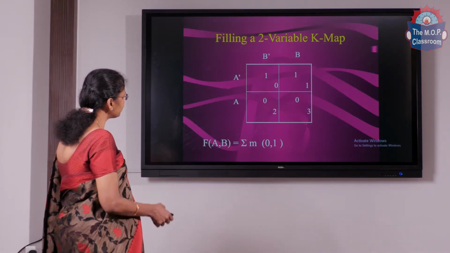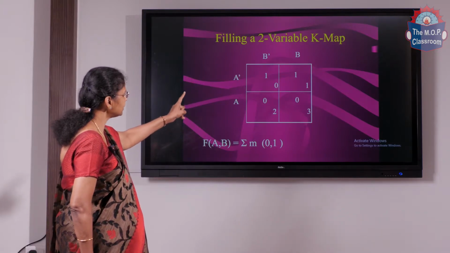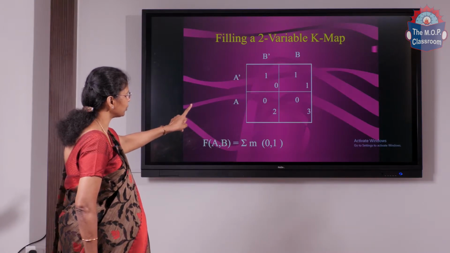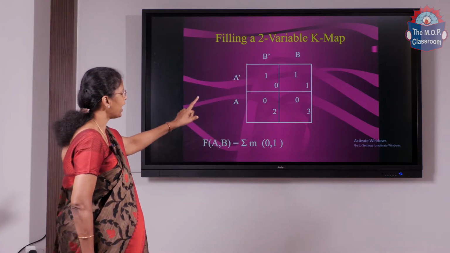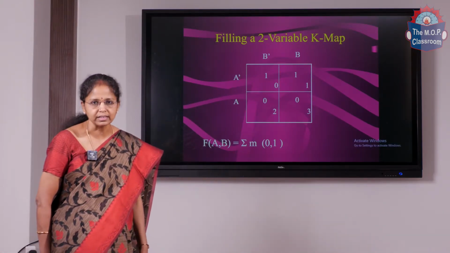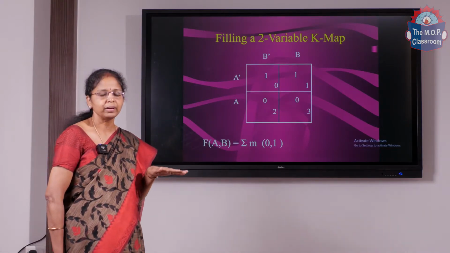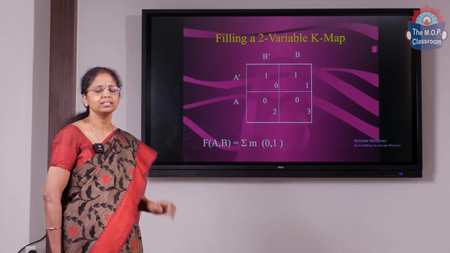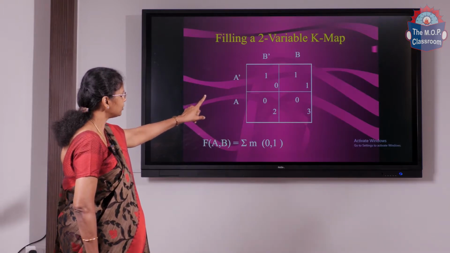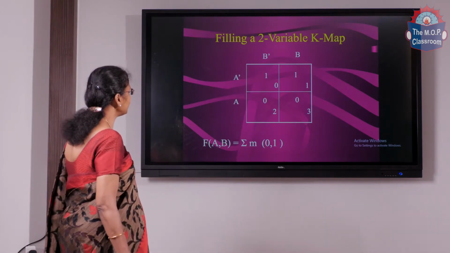So, we are going to fill the corresponding cells with 1. In the K map, the cells corresponding to 0 and 1 are filled up with 1s, and the rest are filled up with zeros. So, we have the Boolean function, and the function says the minterms 0 and 1 have high output value. We fill up the K map with 1 in the 0 and 1 positions and the rest are filled with 0. This is the way to fill up the 2 variable K map.